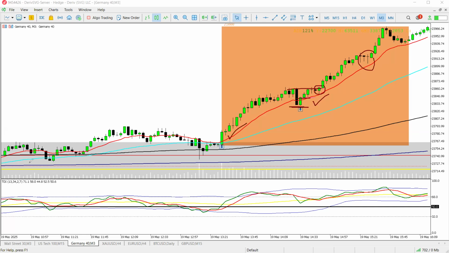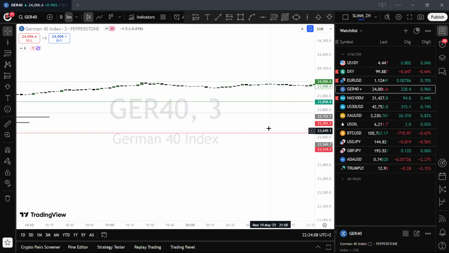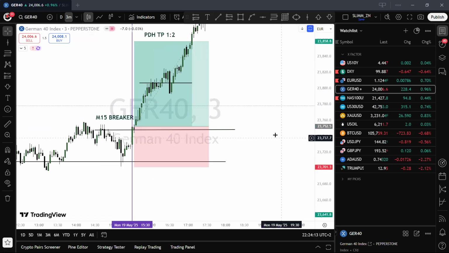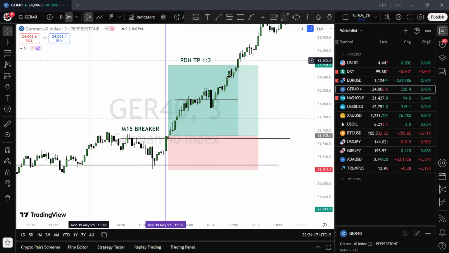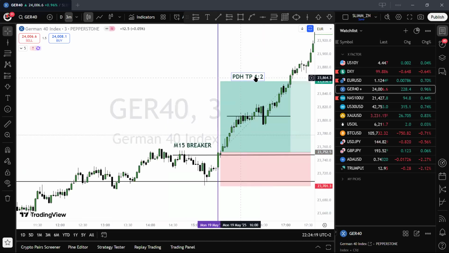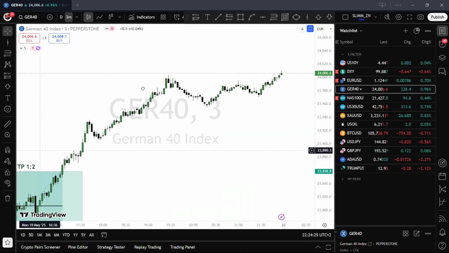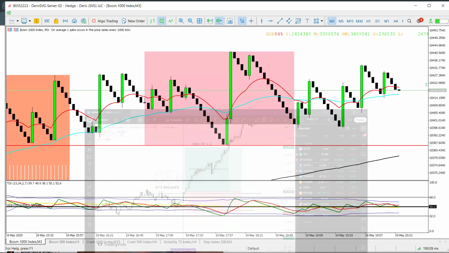So to just show you the trade, how it was looking like, okay, wait, let's just go to M3. Okay, this is the setup. So you can see there was the breaker, stop loss outside the range. I was also aiming for the previous day's high as a take profit with a 1:2 risk to reward ratio. And the trade, you can see it went over and above our actual target.